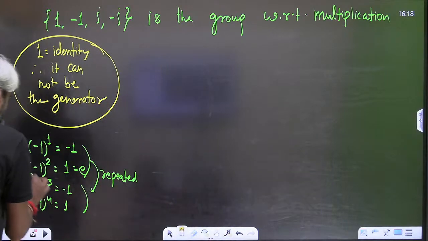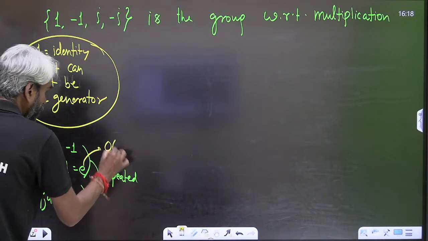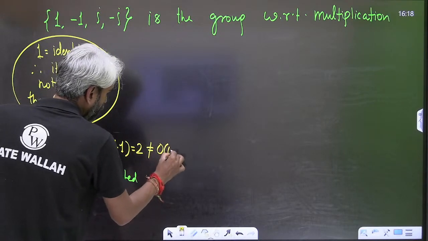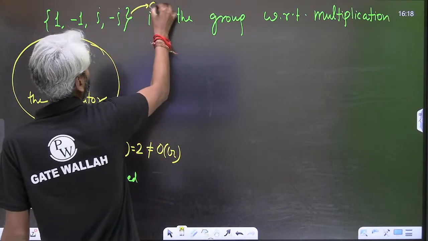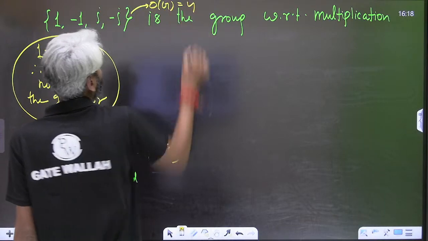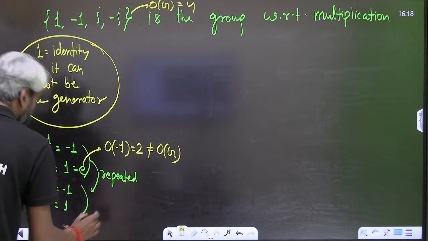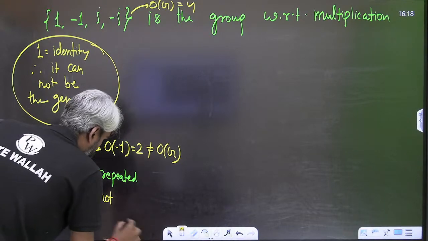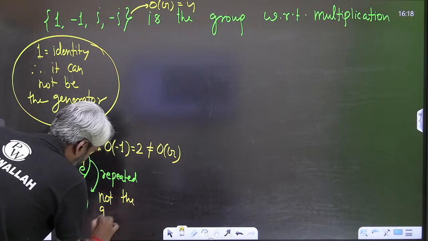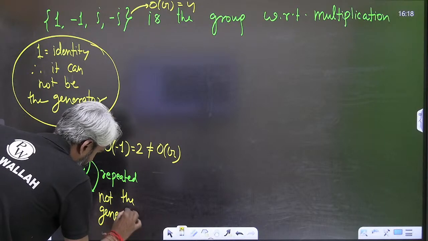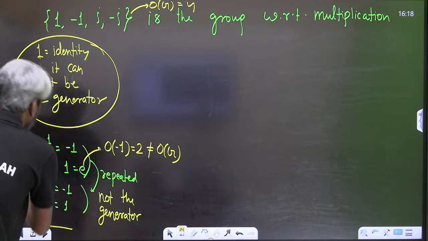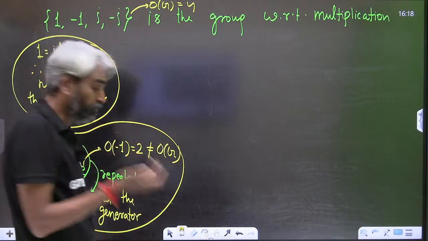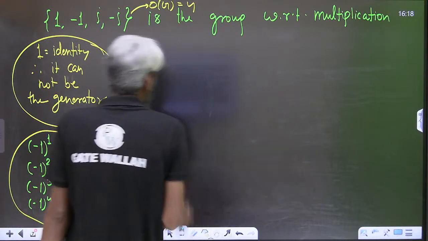So please try to understand from here. What do we know? Order of -1 is equal to 2, which is not the same as the order of group. So what is the order of group? Order of group is 4. So not the generator. So these two elements 1 and -1 are not the generator of this group. Let's look for remaining elements.